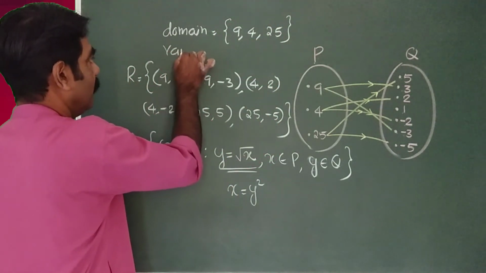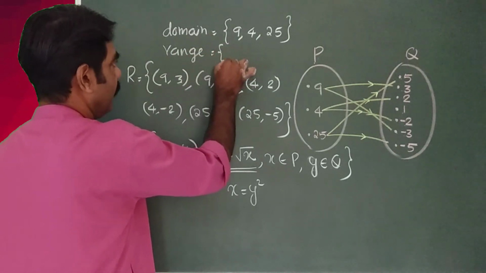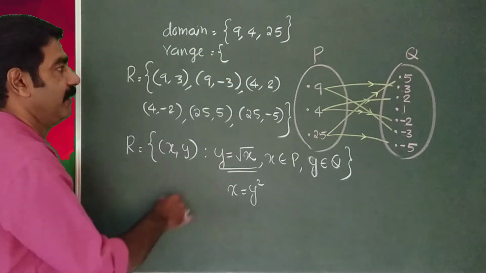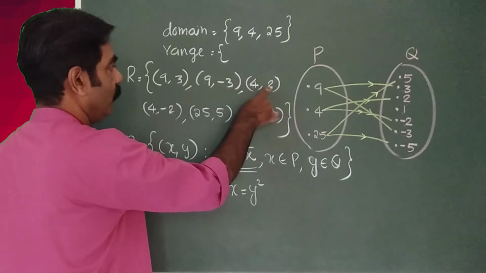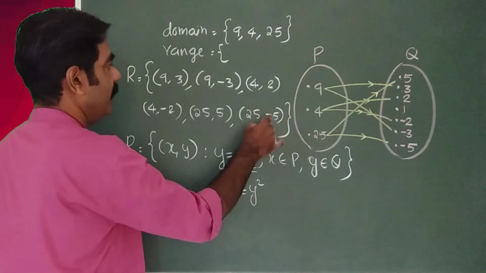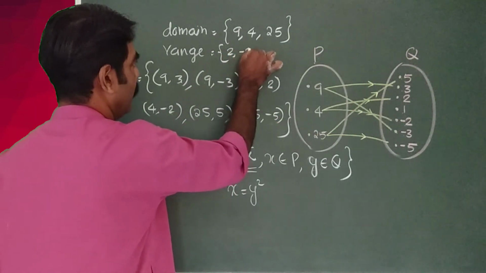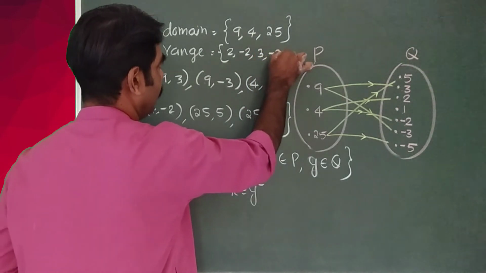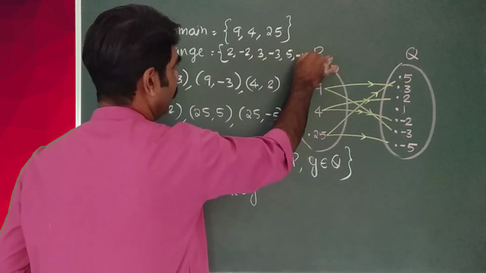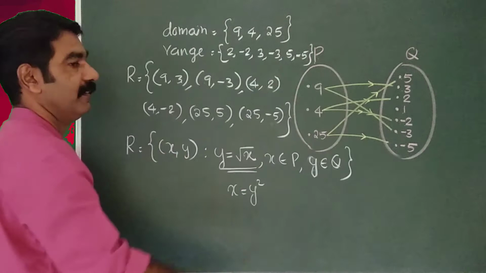Range എന്താണ്? Range എന്ന് പറഞ്ഞാൽ സെറ്റ് ഓഫ് ഓൾ സെക്കൻഡ് എലമെന്റ്സ് ആണ്. 3 ഉണ്ട്, മൈനസ് 3 ഉണ്ട്, 2 ഉണ്ട്, മൈനസ് 2 ഉണ്ട്, 5 ഉണ്ട്, മൈനസ് 5 ഉണ്ട്. This is what the range is.